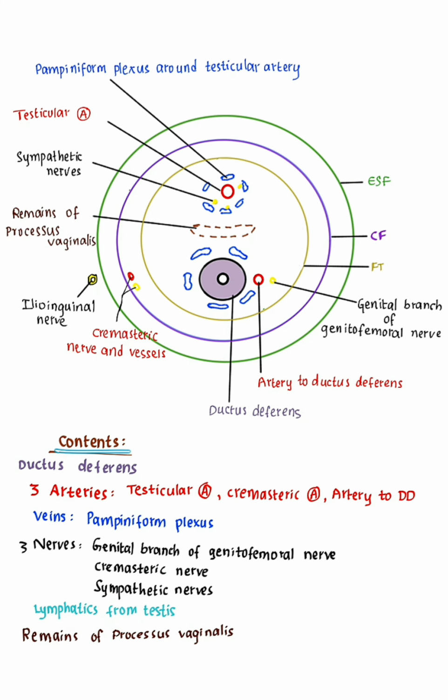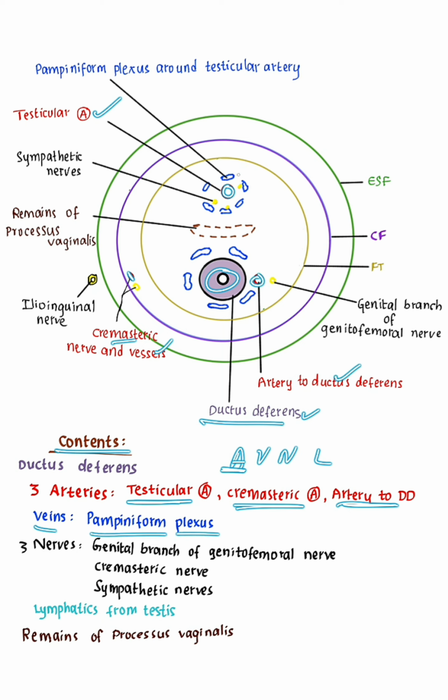Contents of spermatic cord. Ductus deferens. Next remember arteries, veins, nerves, lymphatics. Three arteries: testicular artery, cremasteric artery, artery to ductus deferens. Veins: pampiniform plexus.